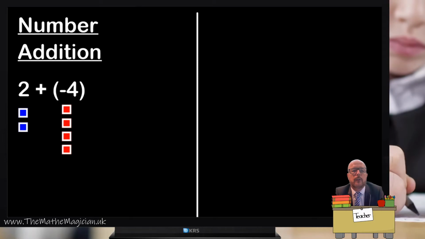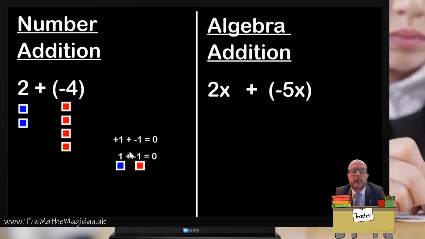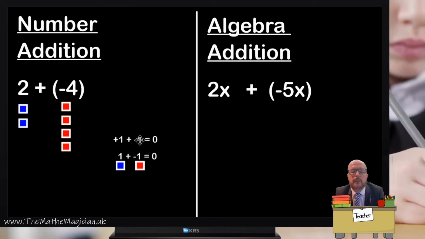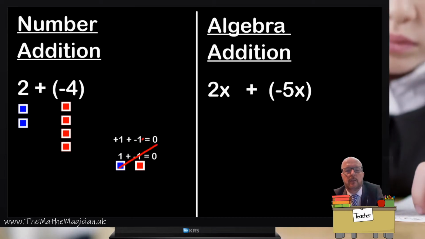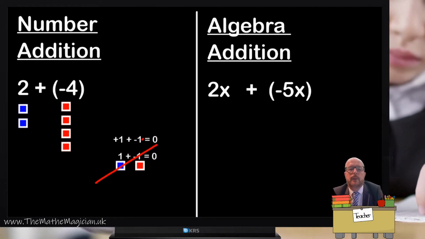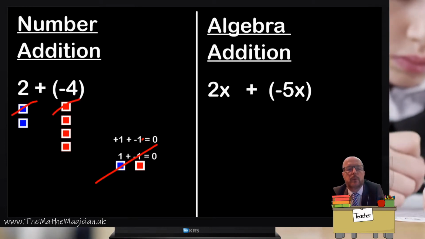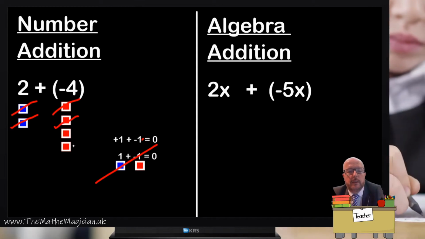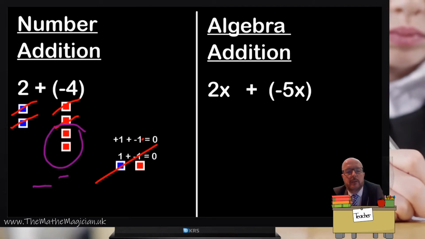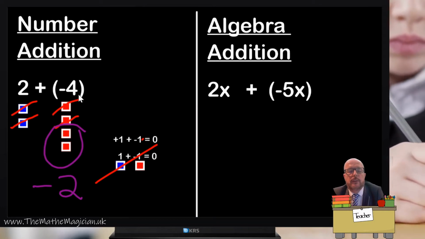This is an interesting concept because when we add a positive 1 and a negative 1 together, they cancel each other out and we end up having nothing. So we've got a positive 1 here, which cancels out a negative 1 there, a positive 1 here, which cancels out a negative 1 there, and then that leaves us with a negative 2. So the answer to 2 add minus 4 is negative 2.